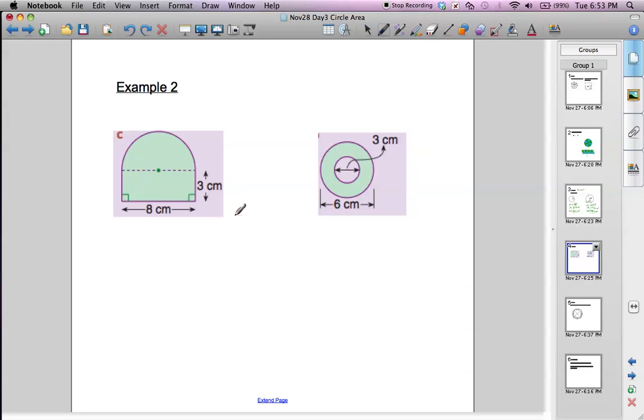We're going to move on to some more advanced stuff now. We're going to find the area of these composite figures. They're made up of more than one circle or more than one different type of shape.